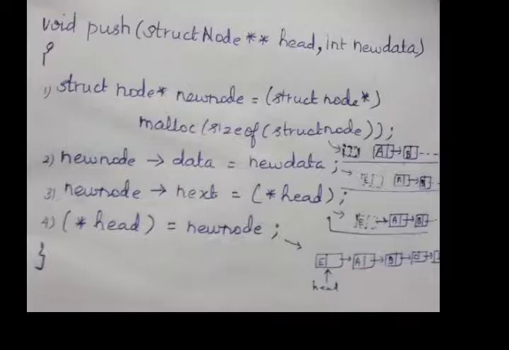Fourth line is very important, that is I have to make the newly created node E the head. So always look from right to left. Now read it: star head is equal to new node. So I am making the new node the head pointer. So everything is finished. The 4 steps are finished now.